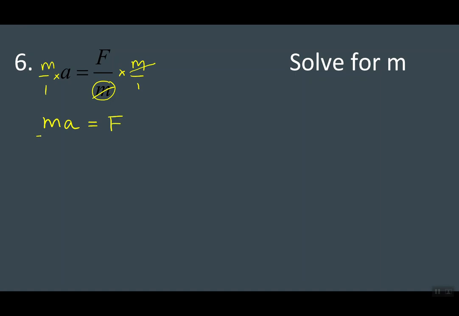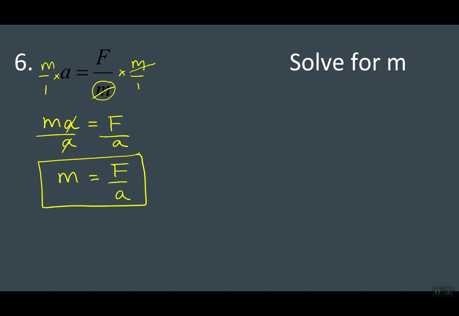Now I can get rid of the a. So I divide both sides by a. And that gives me m equals f over a. Let me show you what would have happened if I had worked with the f first. So we'll go back to our original equation, a equals f over m.